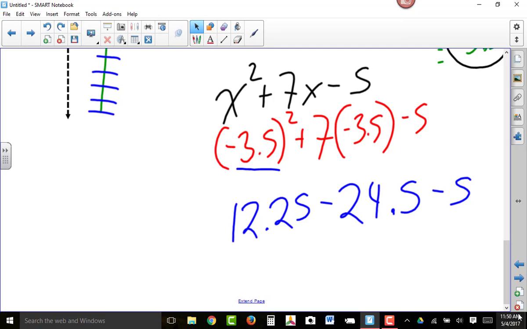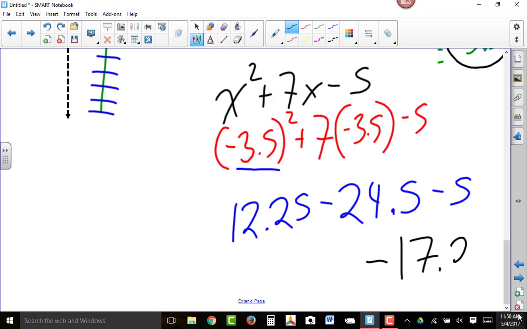Well, we usually do PEMDAS from left to right. This one's half of this one. So I'm at negative 12.25 minus 5, which gives us negative 17.25.